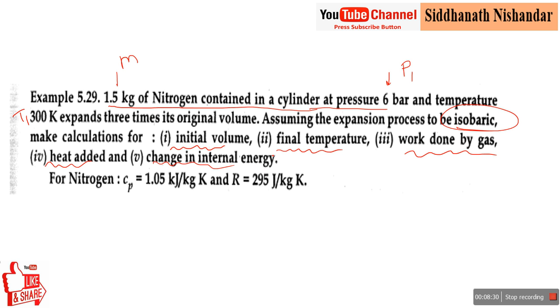A very simple numerical, they have directly given the isobaric process. So keep in mind the different formulas for the isobaric process that we also discussed. They gave one hint here: temperature 300 Kelvin, and it expands 3 times its original volume. So they have given V2 is equal to thrice V1, one relation of V2 in the form of V1. Cp is there and R is there.